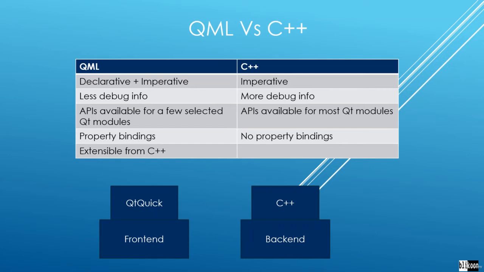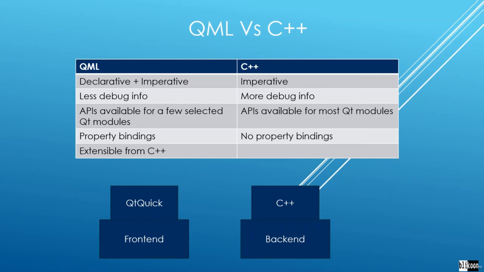We should also note that there are some APIs that are only available in QML. For example, the Qt Quick API, it is only available in QML. And that is one main reason why you need to learn QML, because you're going to take advantage of that. QML supports property bindings, a very important property that allows you to have your changes propagated to other properties. We're going to look at that. And C++ doesn't support that. And QML can be extended from C++.